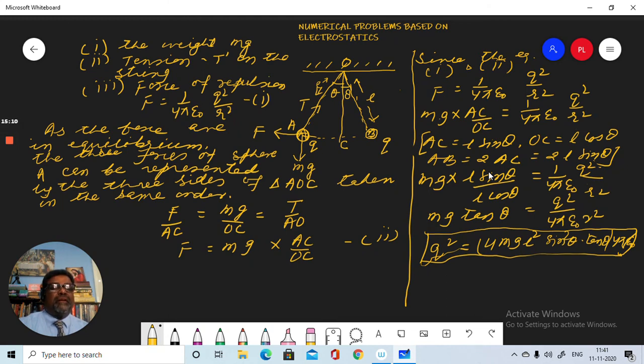Hence mg into L sin theta by L cos theta is 1 by 4 pi epsilon naught Q square by R square. Here sin theta by cos theta is tan theta, and mg tan theta is Q square by 4 pi epsilon naught R square. Solve it. Q square is equal to 4 mg L square sin square theta into tan theta, bracket closed, by 4 pi epsilon naught.